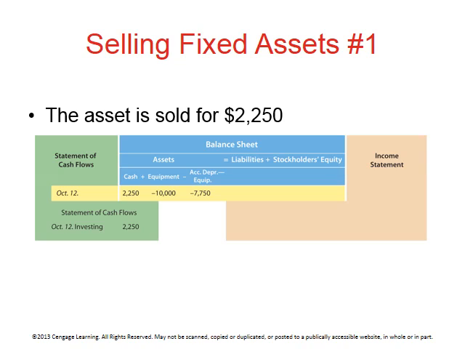Cash is coming in the door. For $2,250, we increase our asset cash. We're getting rid of equipment that's at a cost of $10,000, so we reduce our equipment account by $10,000, and we have to take the associated accumulated depreciation for that equipment off too, for $7,750. And there's no gain or loss because we're selling the asset at book value.